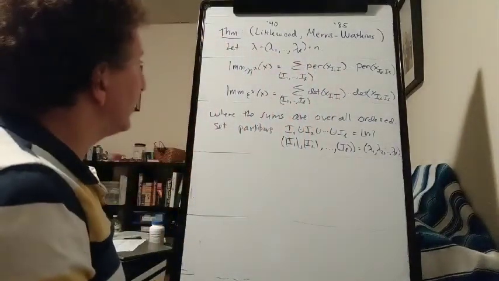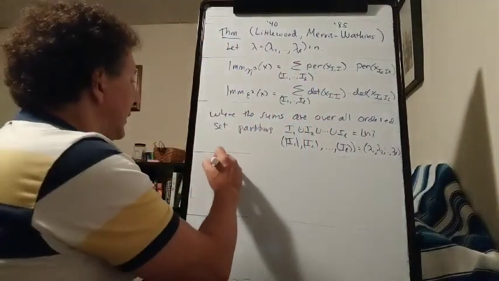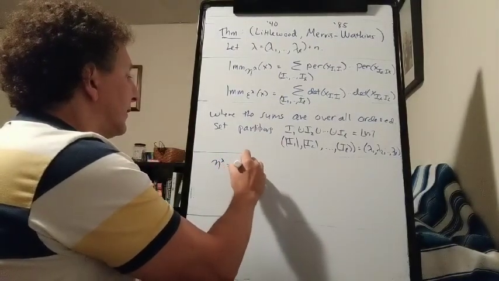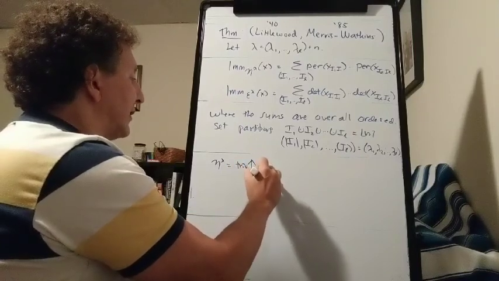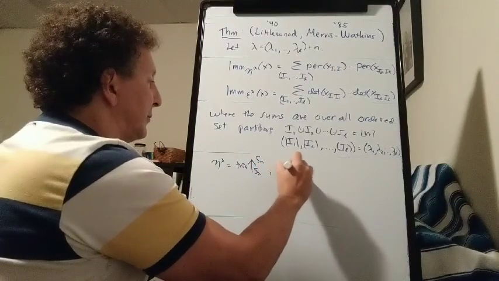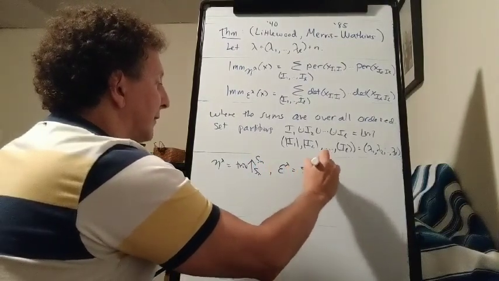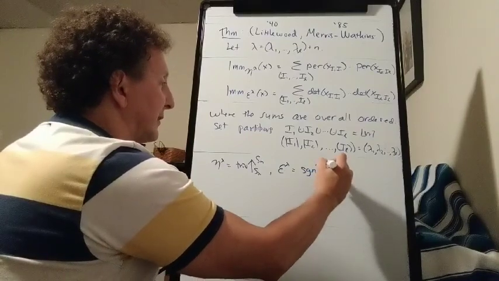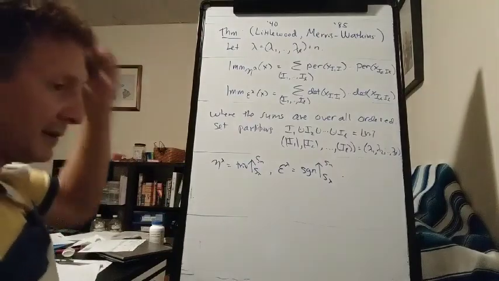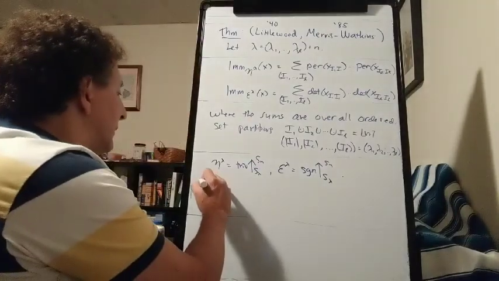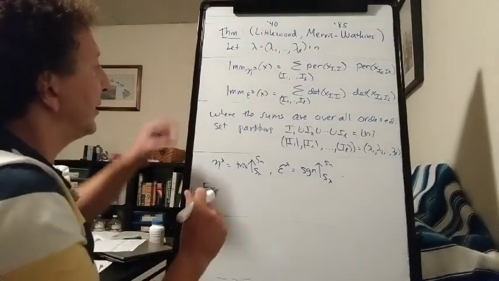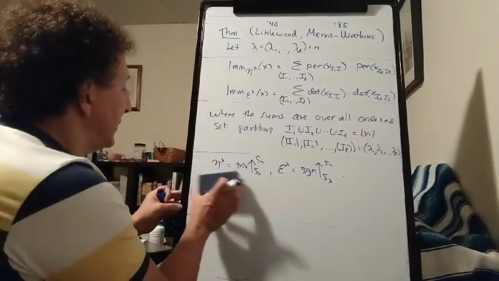So before we do this, I'll remind you also, eta lambda is the trivial character induced from the Young subgroup S lambda to Sn, and epsilon lambda is the induced sign character from S lambda up to Sn. Alright, before we prove this, let's do an example. And also, let me remind you what this notation means.